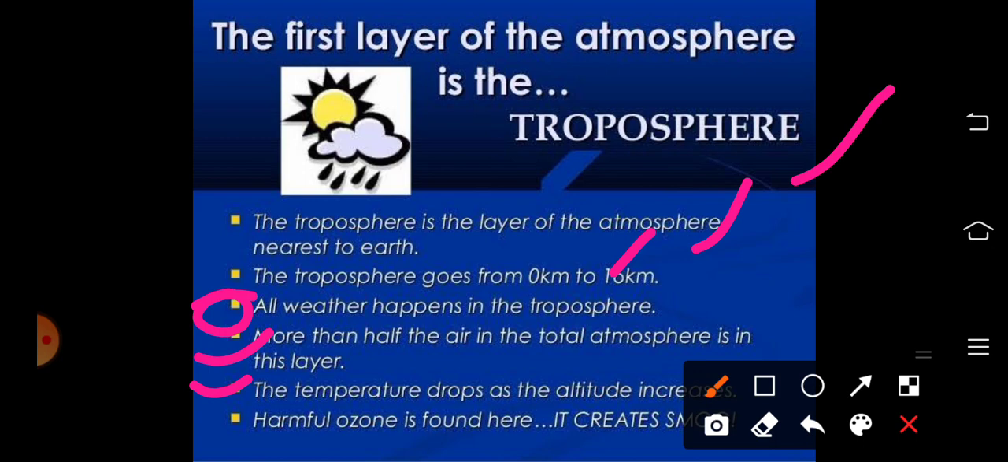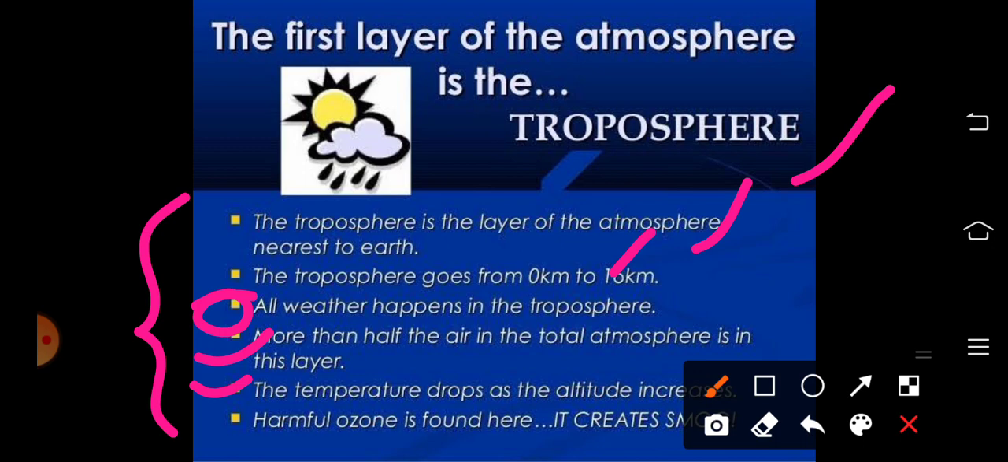So these are all things about the troposphere. It is the first layer. It is very close to the Earth's surface. Then roughly about 10 kilometers is the extension of this troposphere, and all the weather phenomena are happening in this layer. That means rainfall, clouds, winds, lightning, thunder, all these things.